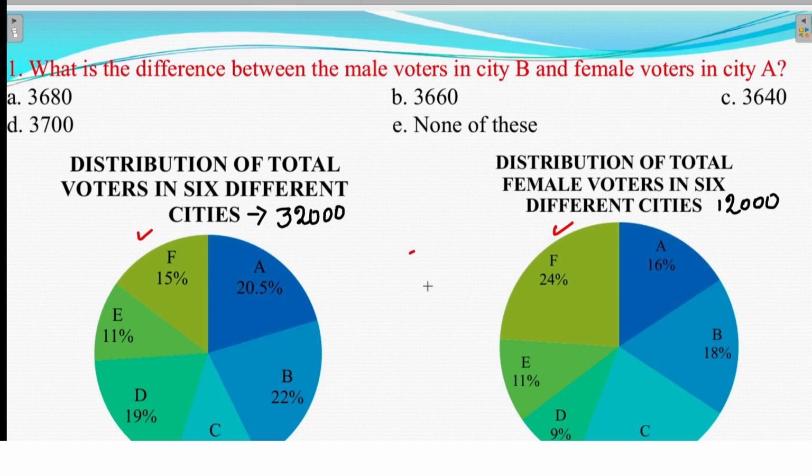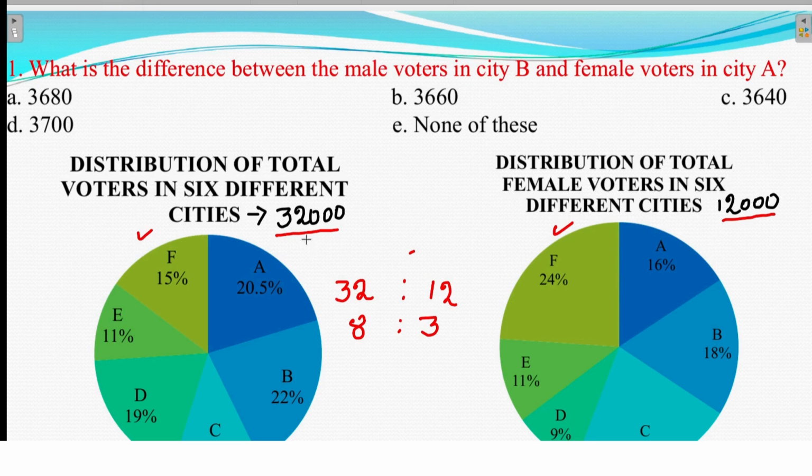The first step: I want the base to be constant. Make the base constant in both diagrams, then calculation is easy for us. So the first step, make the base constant. That will be 32,000 and 12,000. How to make it constant? First make it a ratio, 32 and 12. Again the ratio will be 4 eights are 32, 4 threes are 12. The ratio will be 8 is to 3.